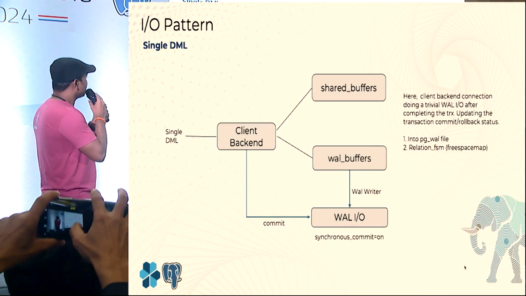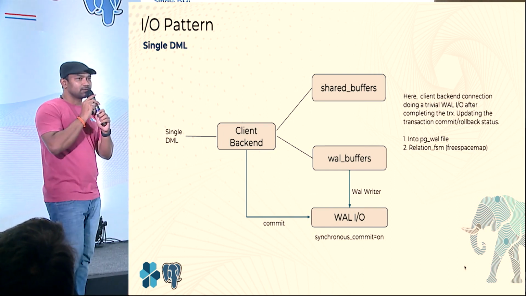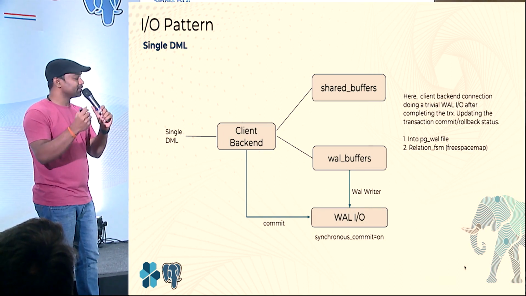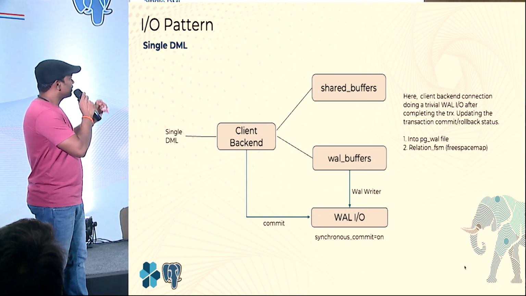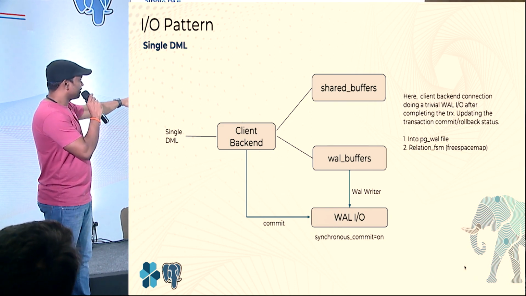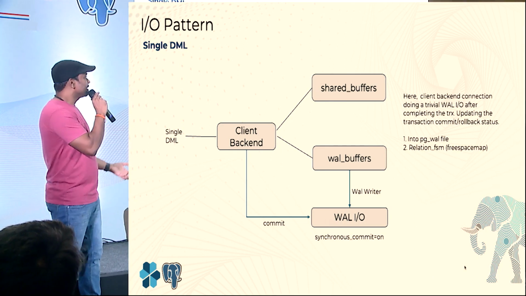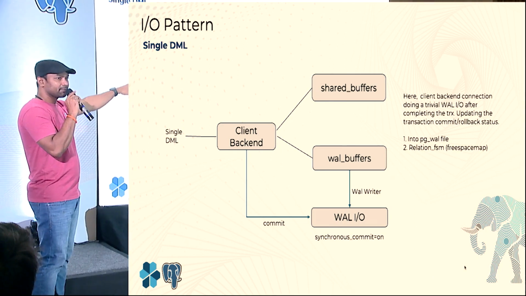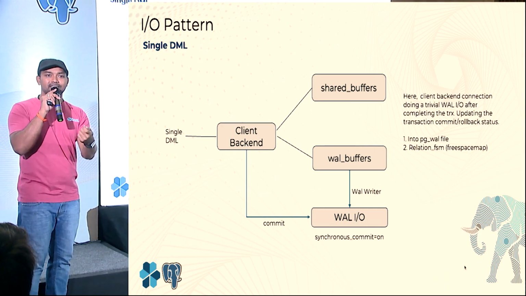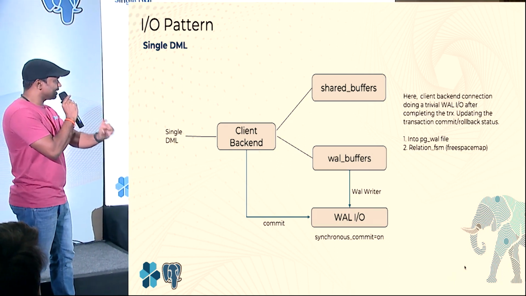So let's start with the first I/O pattern. Here we are trying to do a single DML statement, a very normal single insert statement. The insert statement comes from the client backend. The client backend is the connection the application makes to the DB. So that goes to shared buffers. Take an example like a simple insert, just insert A, that's it. Don't take big values, just inserting A.